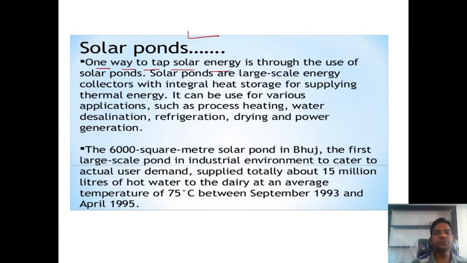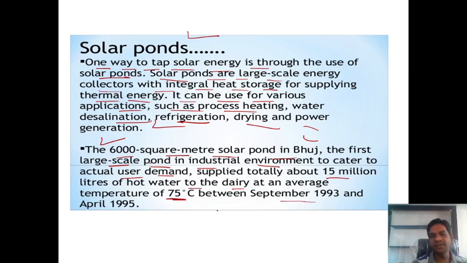One way to tap solar energy is through the use of solar ponds. Solar ponds are large scale energy collectors with integral heat storage for supplying thermal energy. They can be used for various applications such as process heating, water distillation, refrigeration, drying and also power generation. One example is the 600 square meter solar pond in Bhuj, Gujarat, the first large scale pond in an industry environment to cater to actual user demand. It supplied a total of 50 million liters of hot water to a dairy at an average temperature of 75 degrees Celsius between September and April.